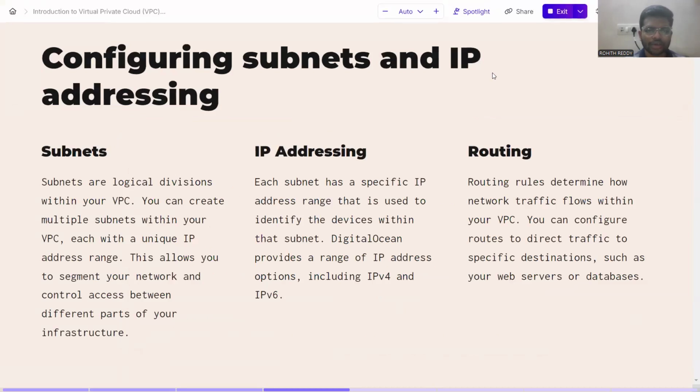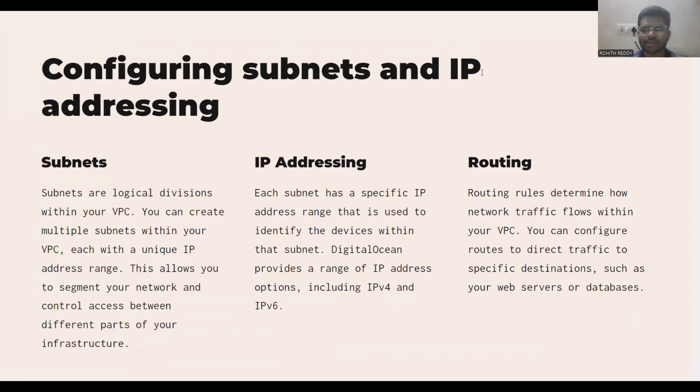And then now I'm going to discuss configuring subnets and IP addressing. So what is meant by subnets? Subnets are logical divisions within our virtual private cloud. We can create multiple subnets within our VPC, each with a unique IP address range. This allows us to segment our network and control access between different parts of our infrastructure.